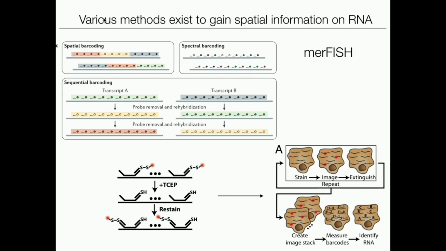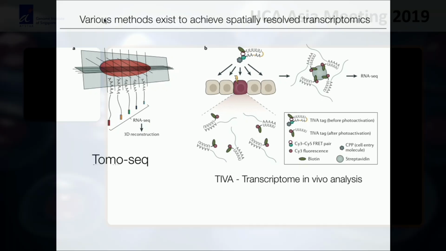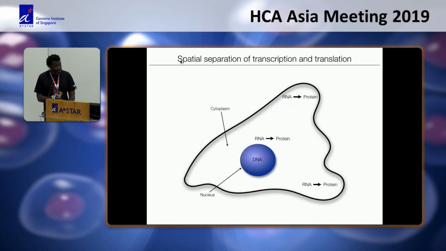We also have some really far out techniques that nobody's mentioned today, like TomoSeq, which basically tries to use some variants of tomography to image cells at different angles, and also TIVA-seq, which tries to do this in an in vivo analytical approach. But the question is also, why are we doing this? Why are we so interested in being able to recover this sort of spatial information?